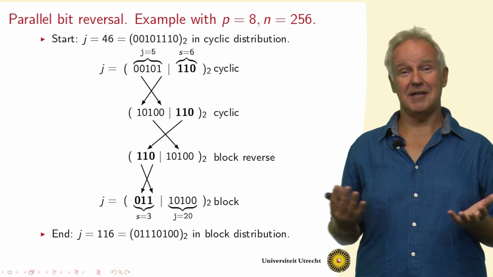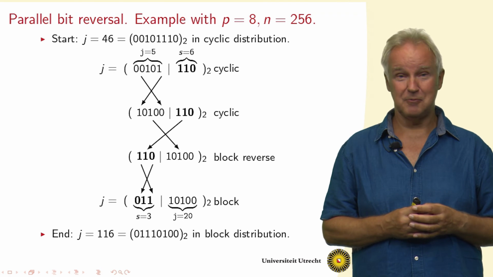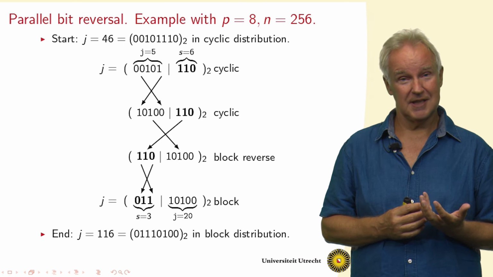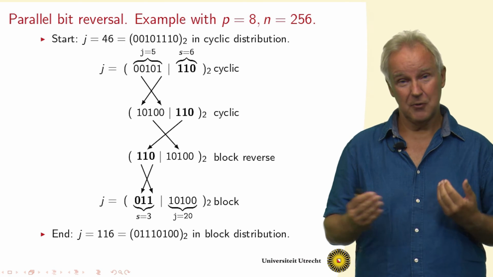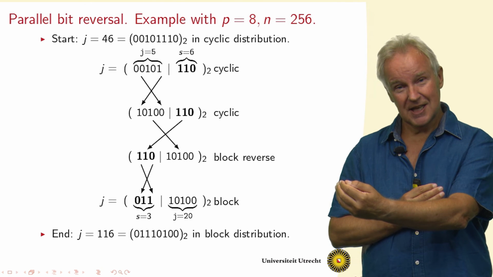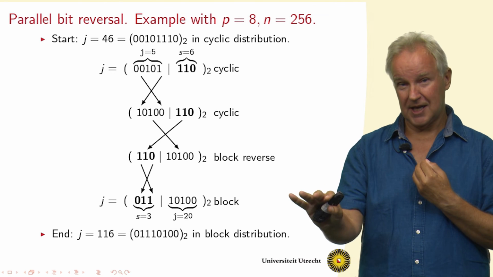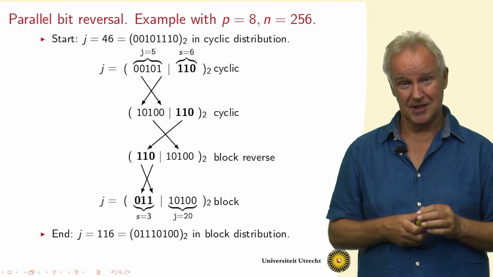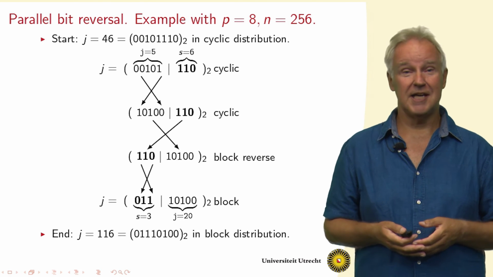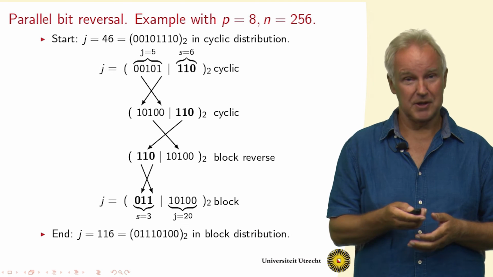So if we want to carry this parallel bit reversal out, what do we do? We start with a local bit reversal, and then at the end we swap the data between the processor s and its bit reversed processor. And then we don't change anything of the indices. And that gives the desired output, and that's the start for the butterflies.